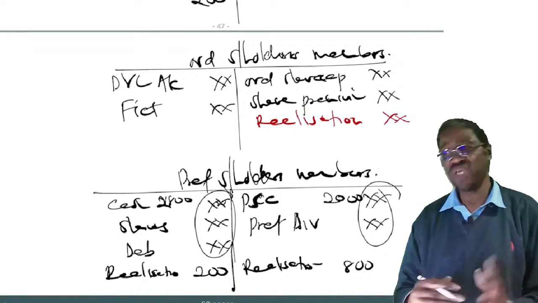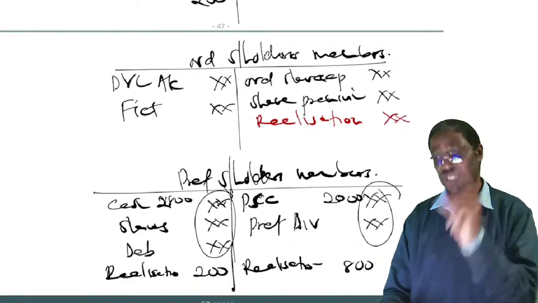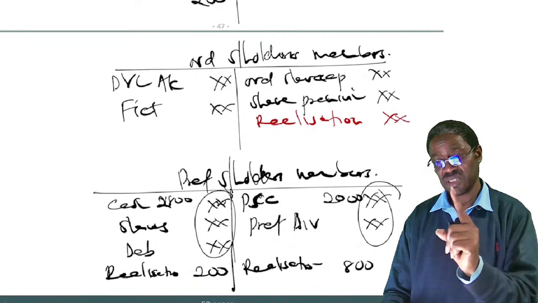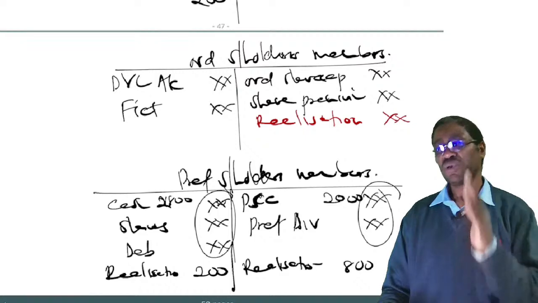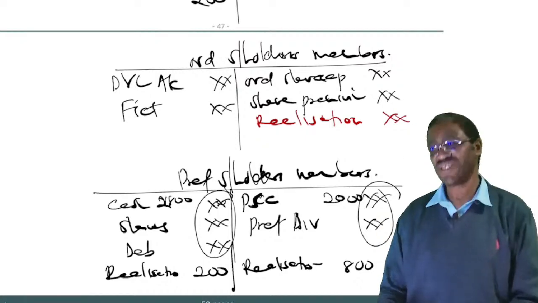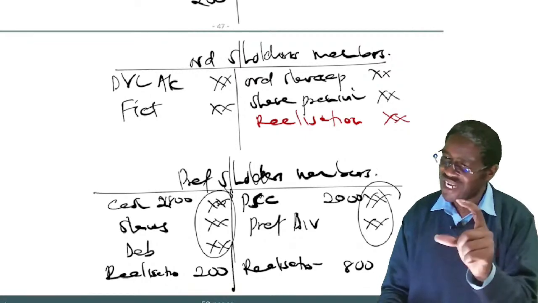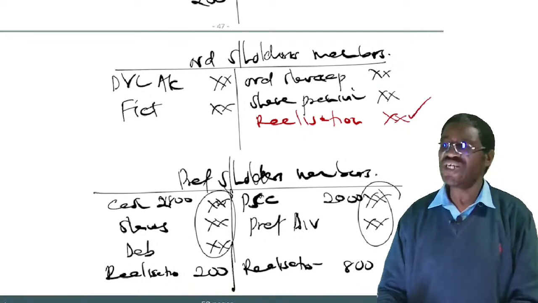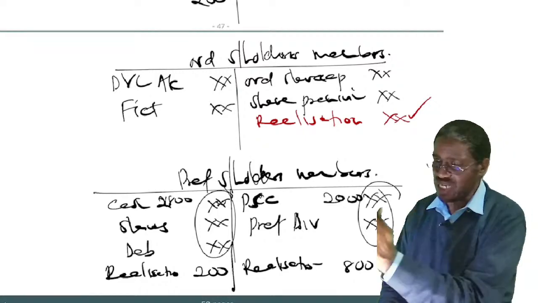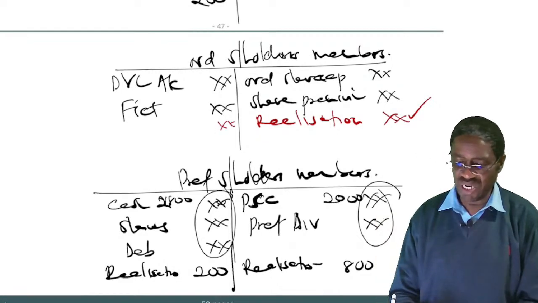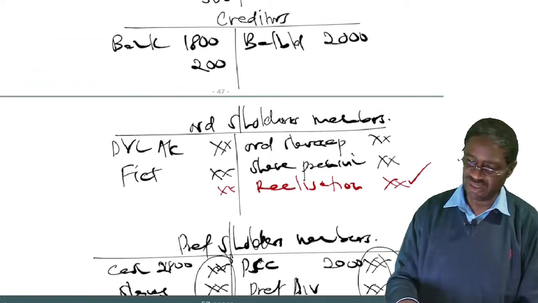Or it could be the other way, whichever way. That's our entry number 14, which says, with the balance in the realization account being either a gain or loss on realization. We have said if it's a gain, you will debit realization, you will credit the ordinary shareholders members. Of course, if it's a loss, you will credit realization and you will debit the ordinary shareholders members. Good. That's our entry number 14.